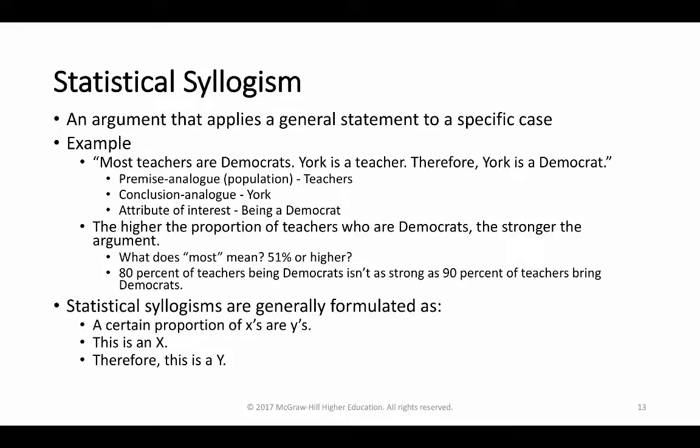Statistical syllogisms are used all the time, and they generally are formulated like this. A certain proportion, the actual proportion might be stated, but it's just as likely to be most or lots of X's are Y's. This thing is an X, therefore this thing is also a Y.